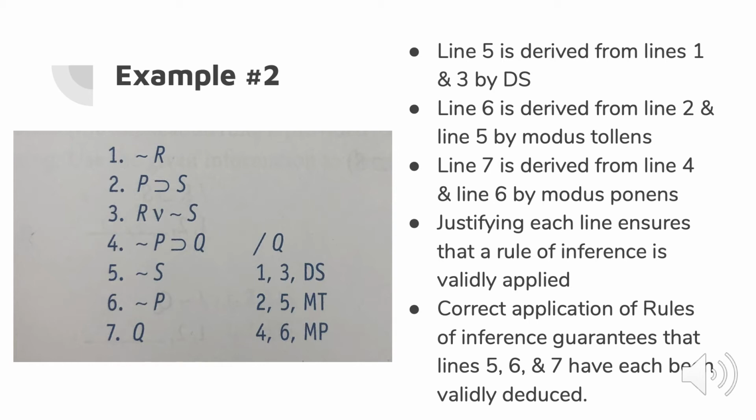Finally, line 7 is derived from line 4, which is a premise, and line 6, which was a derived line, by modus ponens. The process of justifying each line ensures that a rule of inference is validly applied. It also provides a means for checking the proof. Therefore, the correct application of the rules of inference guarantees that lines 5, 6, and 7 have each been validly deduced, and through these justifications, we can conclude that this is a complete proof that is valid.